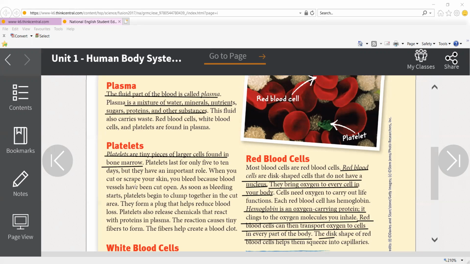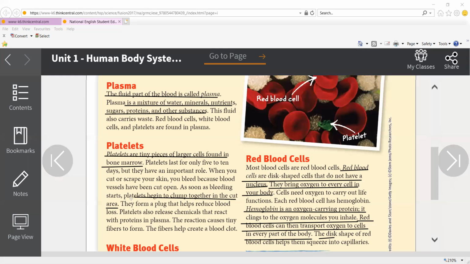If you accidentally cut or scrape your skin, you bleed because blood vessels have been cut open. Because your blood vessels are open, the blood comes out, and that's the reason you bleed. After some time, you will see your blood become thick. As soon as bleeding starts, platelets begin to clump together. Subhanallah, it's all Allah's creation, girls. So that all of the blood does not flow outside, the blood becomes thick and forms a clot. That is because of platelets.